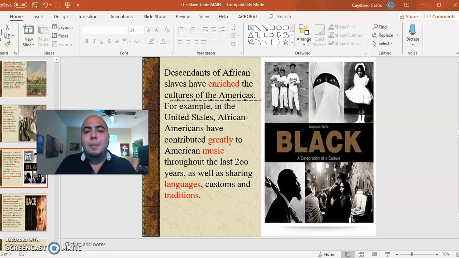All right. Descendants of African slaves have enriched the cultures of the Americas. For example, in the United States, African Americans have contributed greatly to American music throughout the last 200 years, as well as sharing languages, customs, and traditions. Okay, so in the last 200 years, despite all these horrendous practices that were going on in the Americas, there was an infusion of African culture into the Americas. The effects are still lingering today.